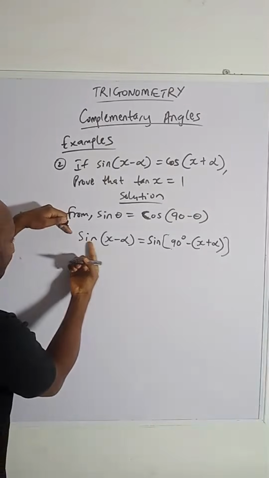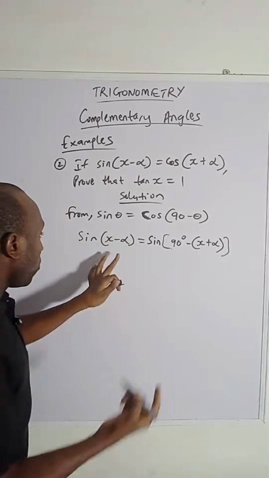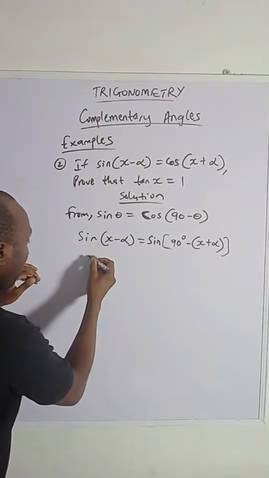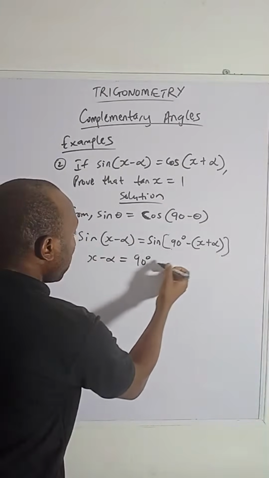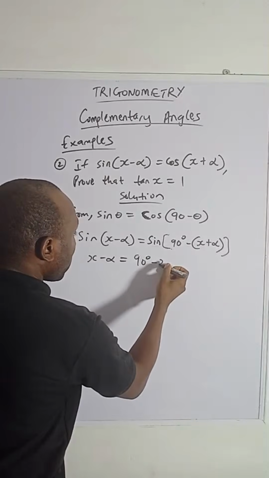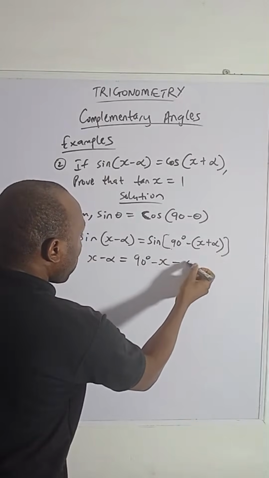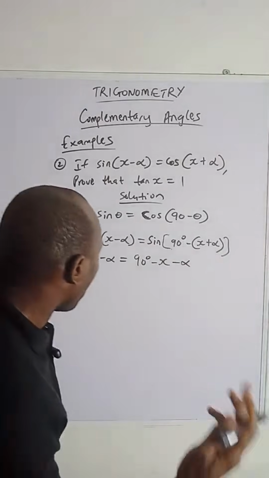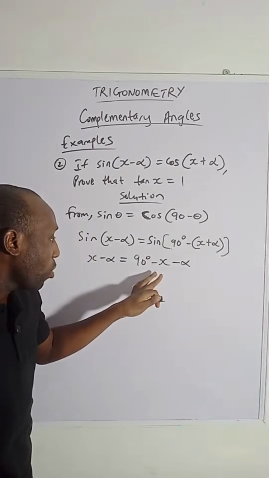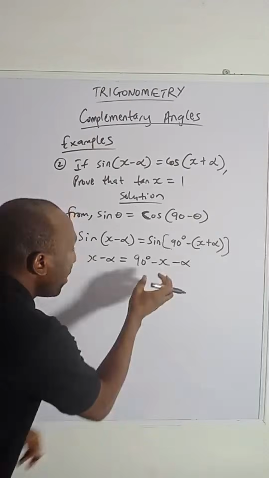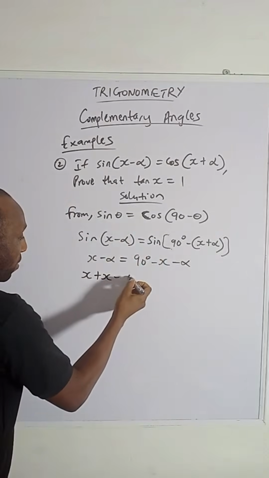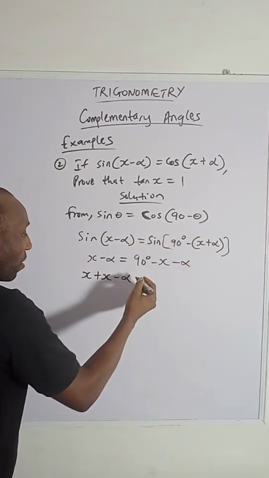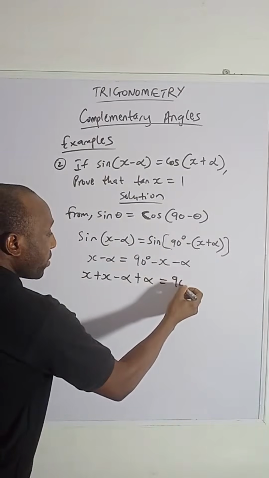So this sine, since they are the same, we'll just focus on the angles. So I have x minus alpha is equal to 90 degrees minus x, minus times alpha is minus alpha. So let's collect like terms. The focus is for us to get the value of x. Let's move negative x to the right hand side. You have x plus x. This is minus alpha. Move negative alpha to the right hand side. You have plus alpha. And this is equal to 90 degrees.